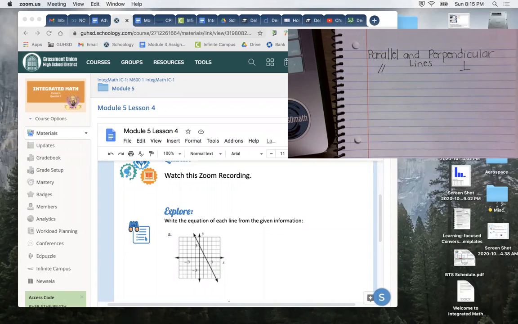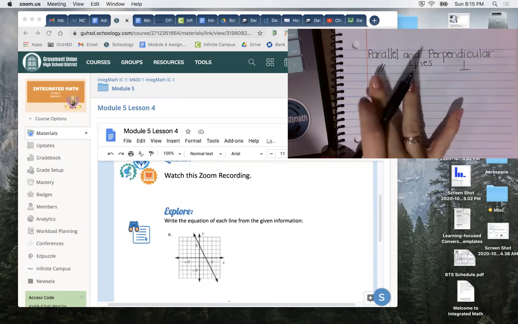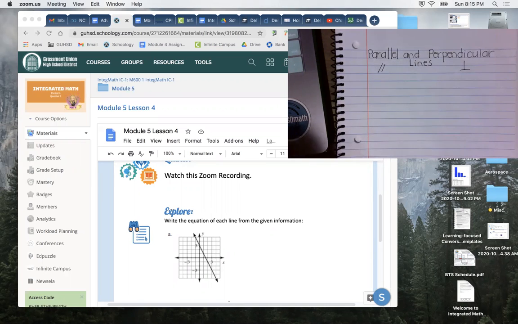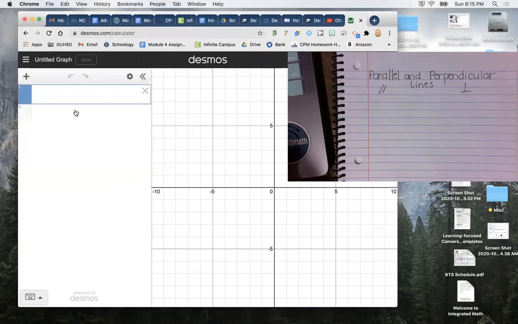Okay, so today we're going to talk about parallel and perpendicular lines and how their slopes relate to each other. So parallel lines, as you probably have studied before, never intersect. So I'm going to actually pop over to Desmos really quick, and I'm going to put in two lines that will never intersect.